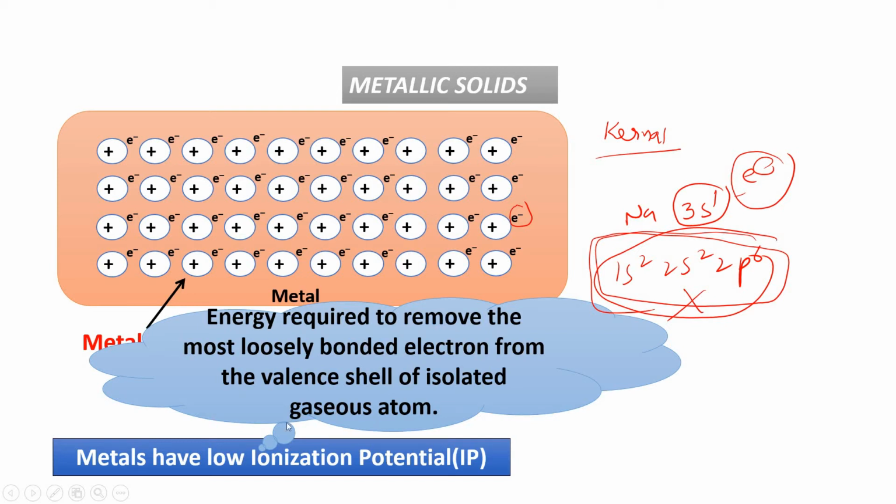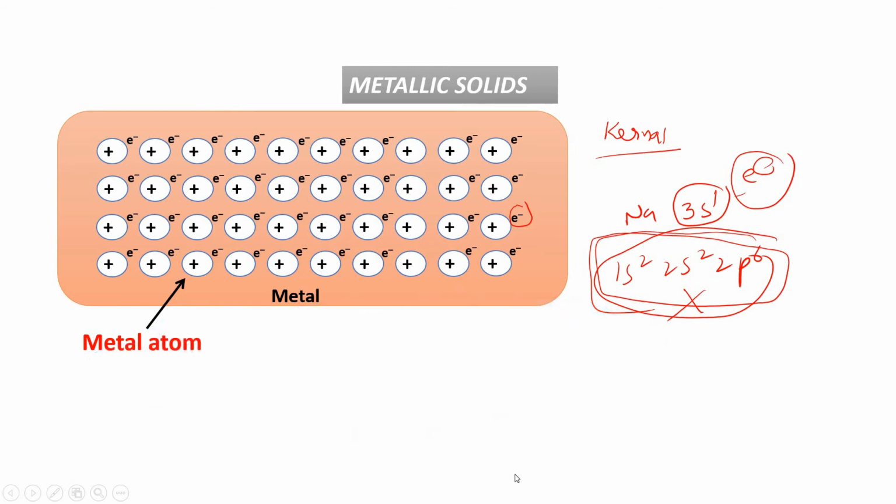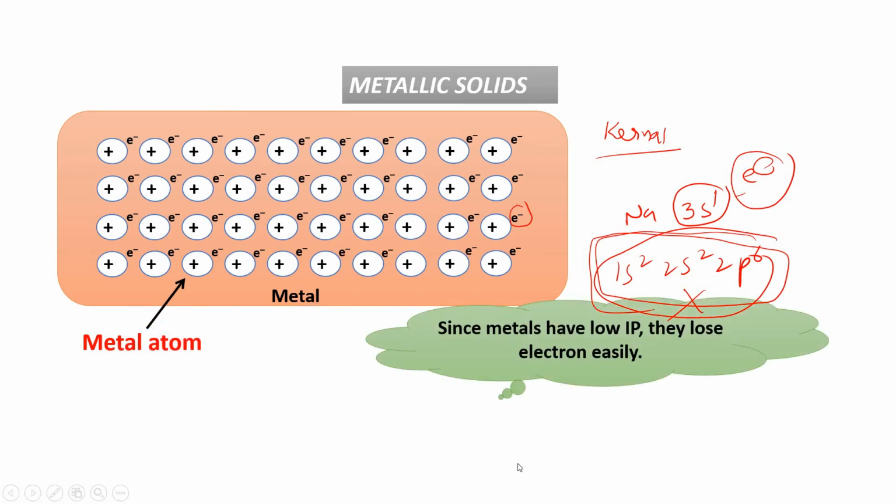The metal should be in which state here? The gaseous state, and a neutral atom. For example, take sodium in the gaseous state, as a neutral atom. Which is the loosely held electron? 3s1 is the most loosely bonded electron. For removing this electron, the amount of energy required is what we call the ionization energy or ionization potential. Generally, metals have very low ionization potential because they have loosely held electrons.